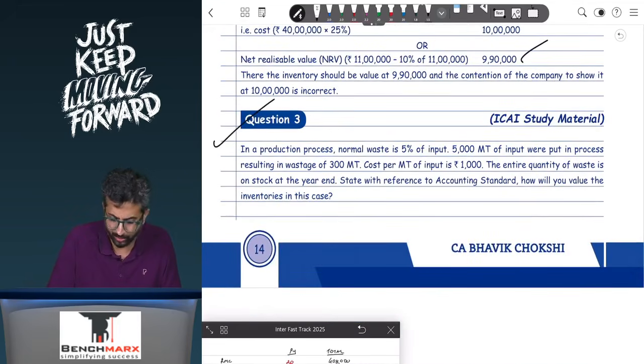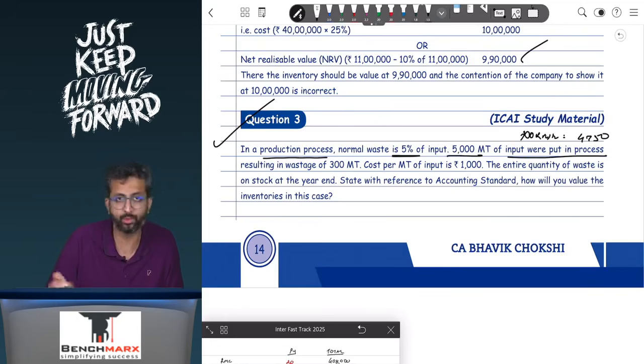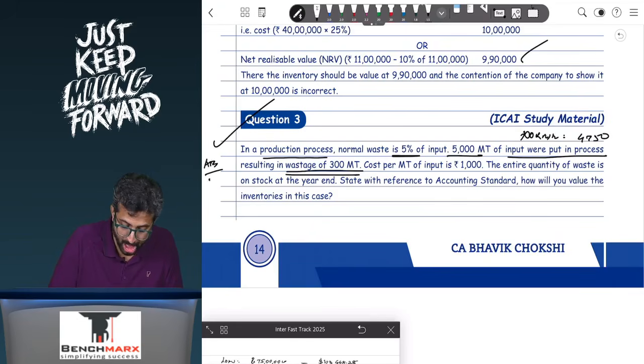Next you go to question number 3. A similar question has also come in the exam. We will review that later. In the production process, normal waste was 5% of the input. 50,000 metric tons of input were put in the process, which means at 5% your normal output would be 4750. So 250 would be your normal loss, resulting in a wastage of 300 metric ton, which means your abnormal loss would be 50, that is 300 minus 250. The cost per metric ton of input is 1000 and the entire quantity of waste is at stock. Said with reference to AS, how will you account for inventories in this case? So if I want to find the cost per unit, I will say for 5000 metric tons that I have to pay to the supplier, 1000 per metric ton, and hence 50 lakhs is my total cost.